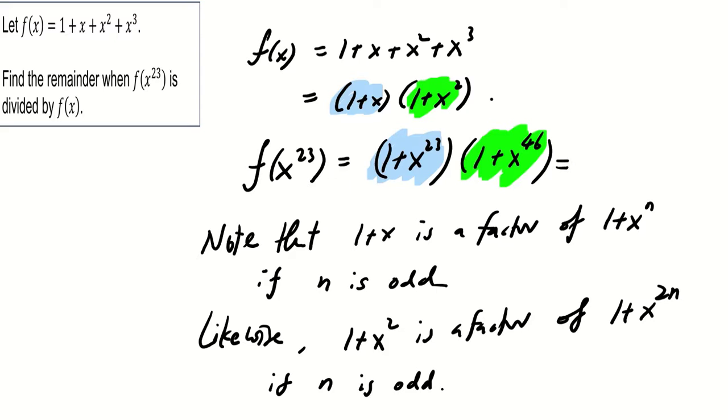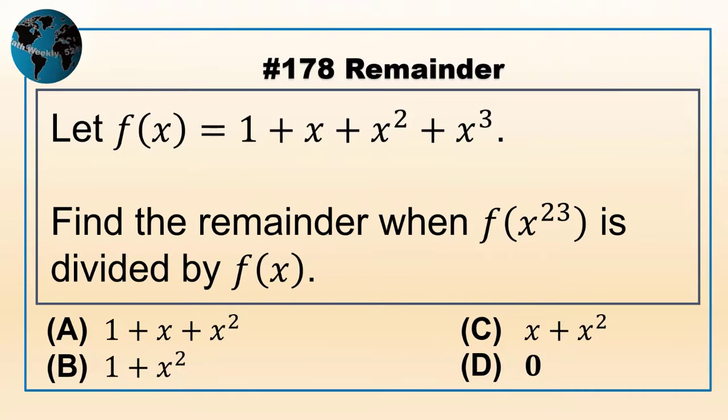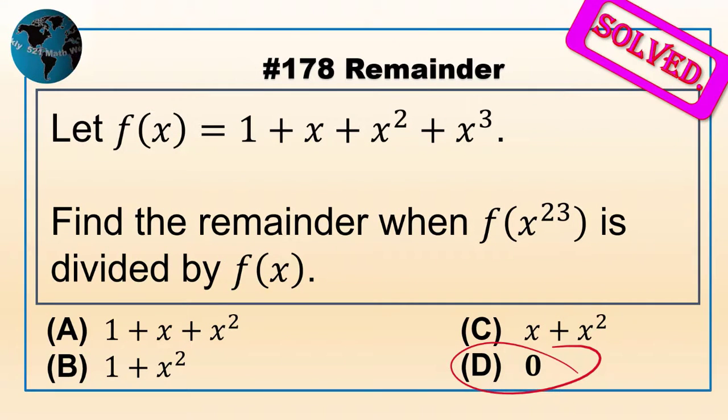So it will mean that this is (1 plus x) times q1 and (1 plus x squared) times q2, and therefore this will be f(x) times q(x). So in other words, f(x) is a factor of f(x) to the power of 23, and therefore the remainder when f(x)^23 is divided by f(x) will be equal to 0.